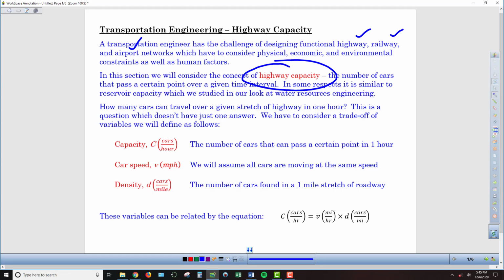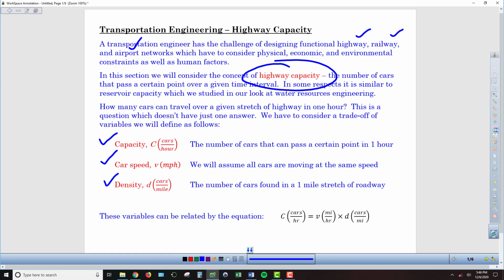So there are three primary variables that we need to make sure that we identify for ourselves. First is capacity, and that's going to be measured in cars per hour. And so that's the number of cars that can pass a certain point over the course of 1 hour. Then we have the speed of the car, so that's going to be the velocity in miles per hour. And then, of course, we also have to consider the density. So that's going to be the number of cars per mile of a stretch of roadway at any given instant.